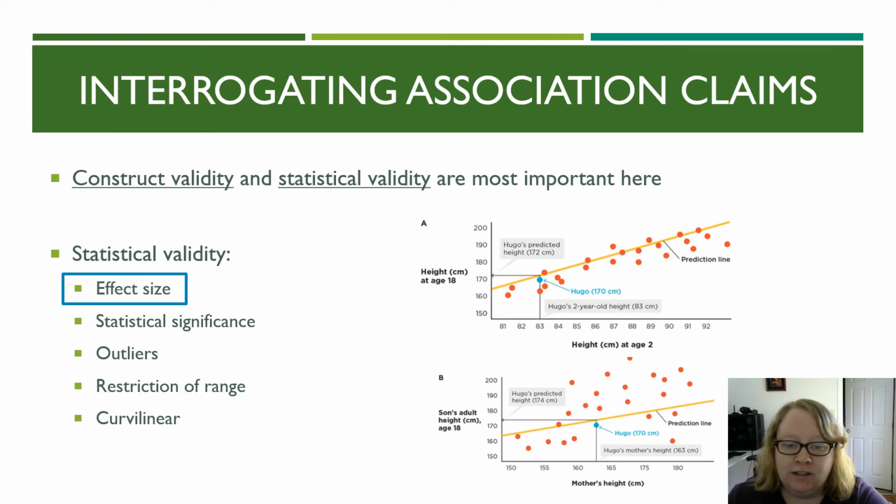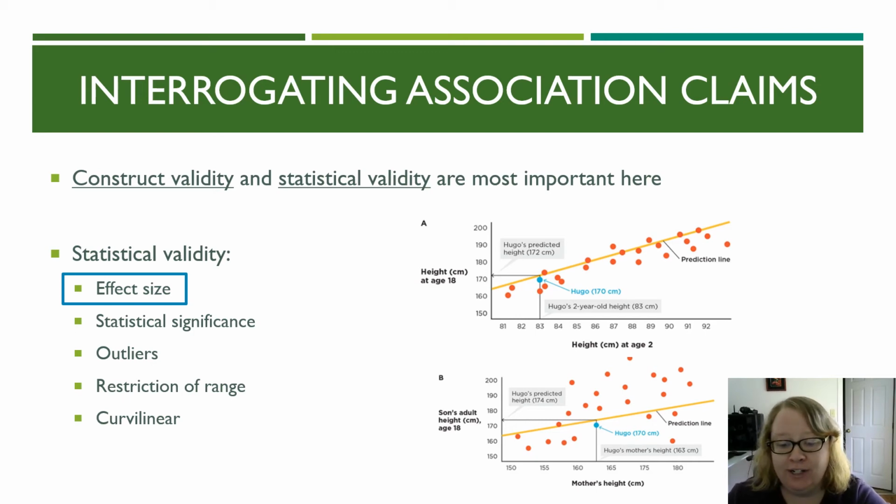Now, if you looked at the graph in A here, if you know the height at age 2, you can guess what the height at age 18 is going to be pretty well based on that line of best fit, right? So if you look at the graph here, it's saying Hugo's 2-year-old height, 83 centimeters. Hugo's predicted height, 172 centimeters based on that line of best fit. His actual height, 170 centimeters, very close to that. So you're only off by a little bit. That's a strong effect size. That's what a strong effect size does for you. It means you can predict one from the other pretty well. Not perfectly, but pretty well.